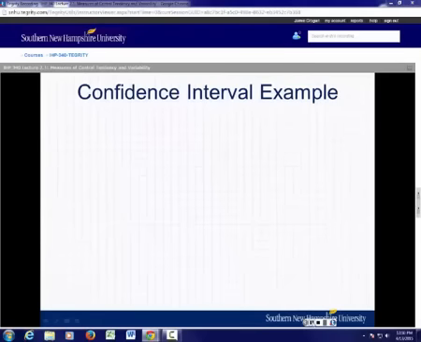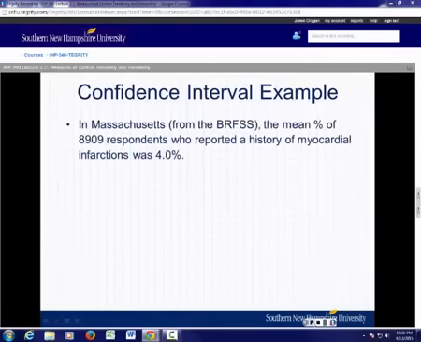In this example, this was some information from a telephone survey that was done across the country, but I'm going to show you just some of the data from the state of Massachusetts. This is from the Behavioral Risk Factor Surveillance Survey, and this is about one question that was asked on this survey about the history of myocardial infarctions, or a heart attack. 8,909 people who responded to this telephone survey were asked about whether they ever had a heart attack, and 4% of that group reported having had a heart attack before.